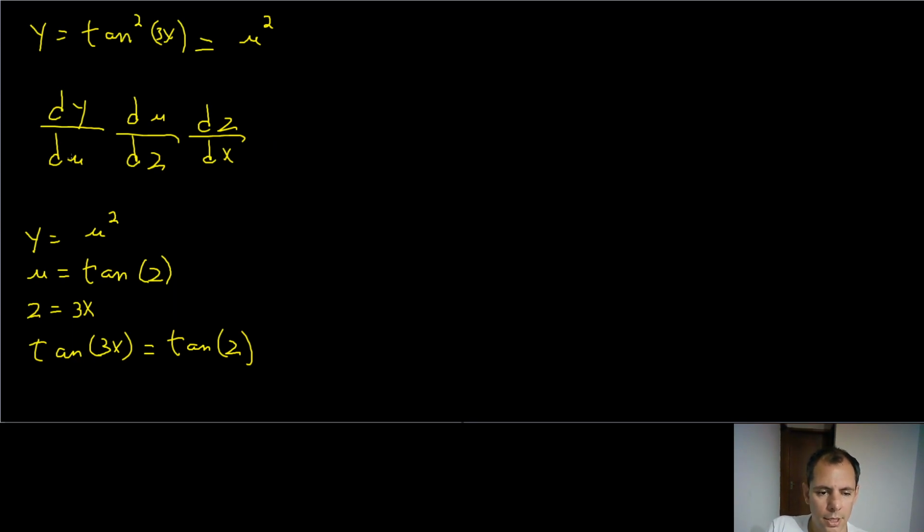dy/du, okay? So you're going to have 2u, that's it. That's dy/du here. Now you want to do du/dz. du/dz is going to be the secant squared of z, okay? And then you want to do dz/dx. dz/dx is 3. So you put a 3 here. And in the end, you want to back substitute. 3 times 2, 6. 6u. What is u? It's the tangent of z. And what is z? It's 3x.